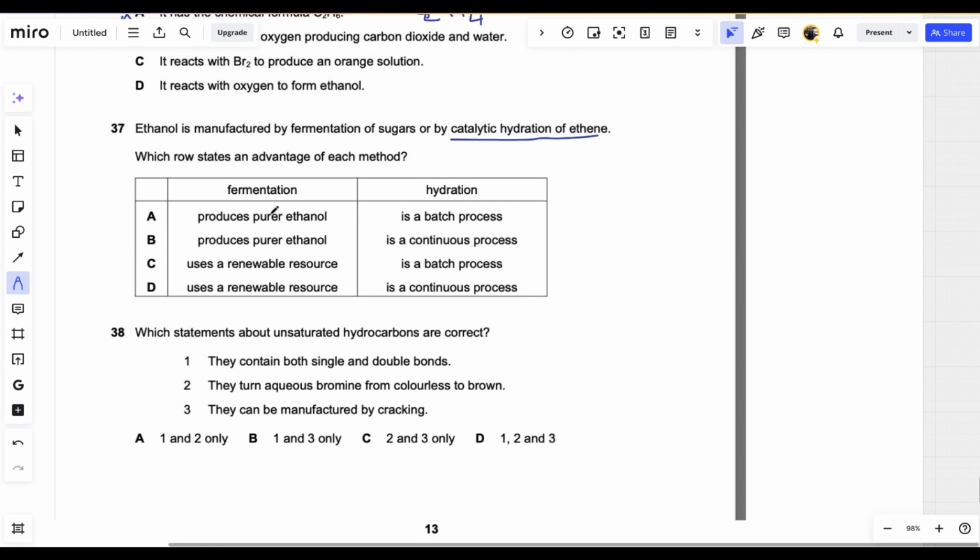Now let's see which role states an advantage of each method. Advantage of fermentation is that it produces pure ethanol? No. Uses a renewable resource? Yes, because sugar is a renewable resource. So the answer is between C and D. Then hydration is a continuous process, it's not a batch process. So the most correct answer is D.